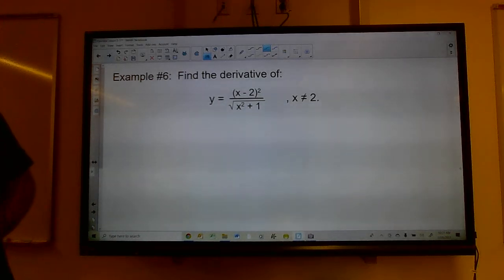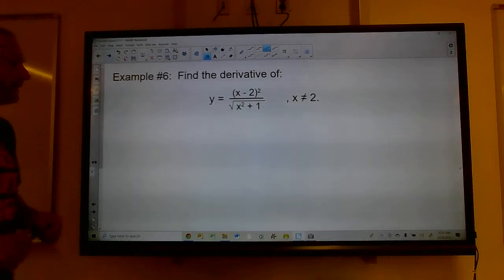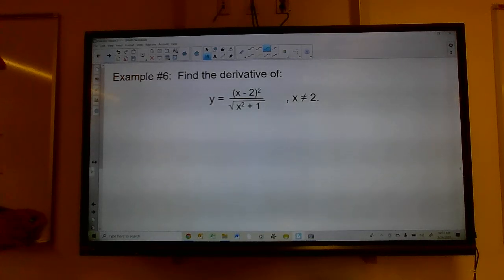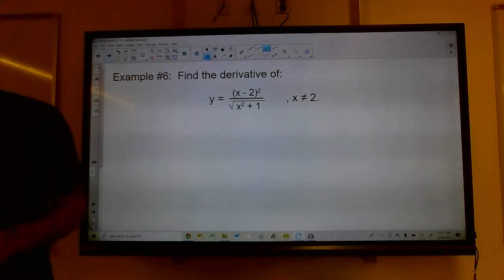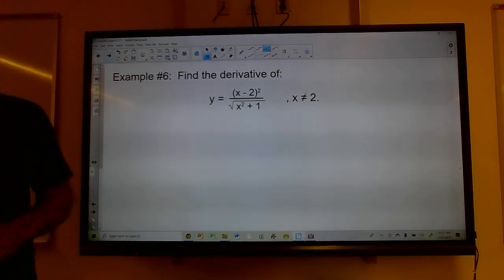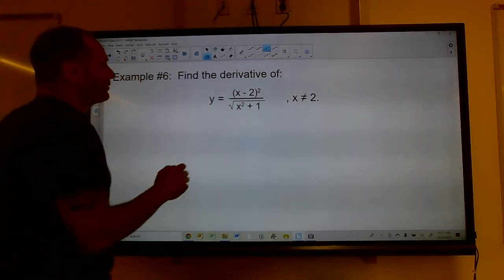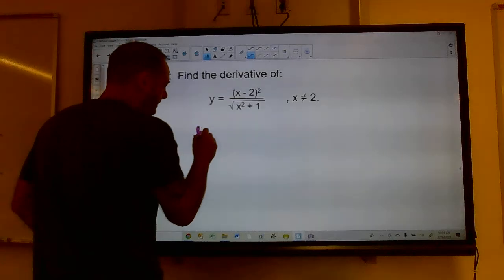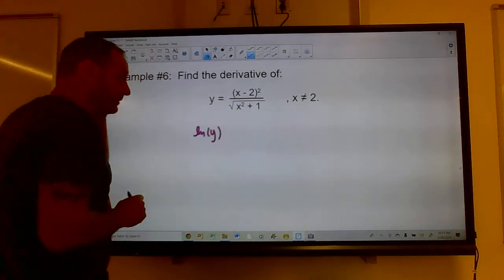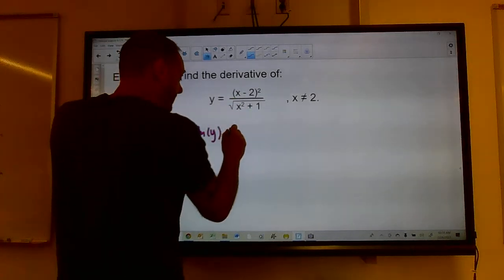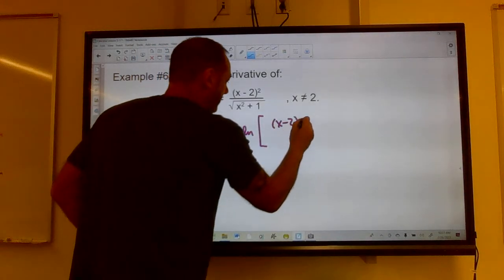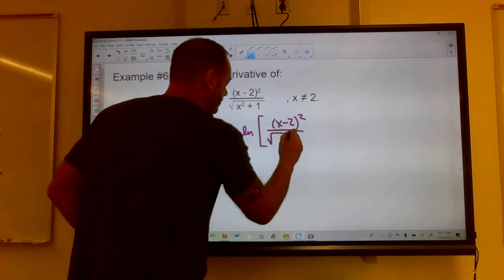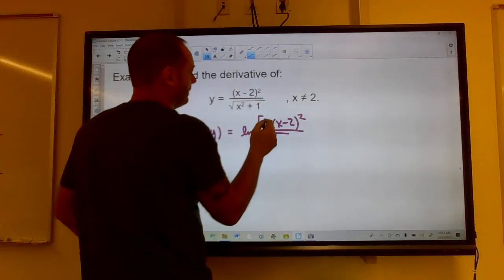Okay, this one here is a bit more complicated. Okay, so this is a problem where we're going to use natural logs even though there's not a natural log in the problem to differentiate this thing. So what we're going to do is we're going to natural log both sides of this thing. And the reason we're going to do that is because if we use natural logs on this over here, then we can break this thing up into a whole bunch of easier problems.